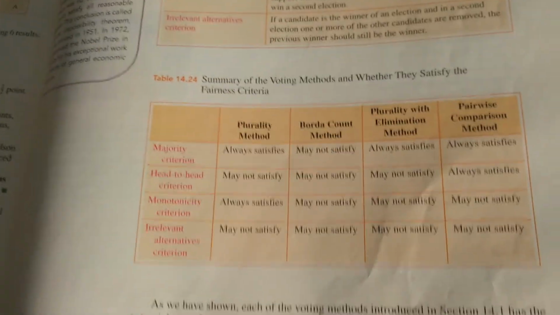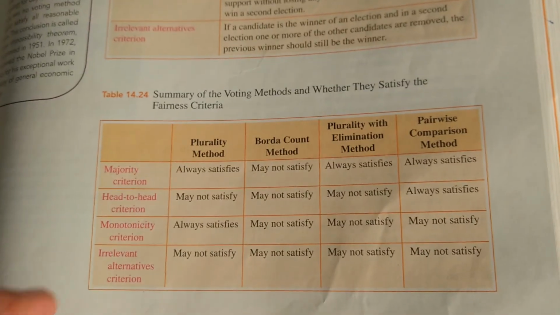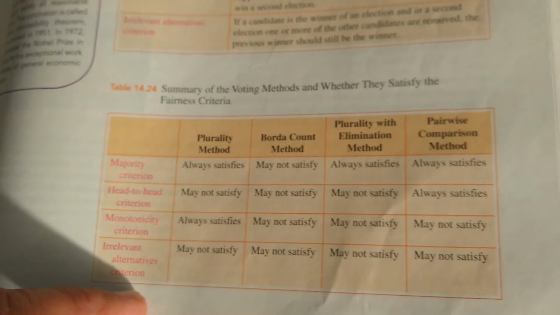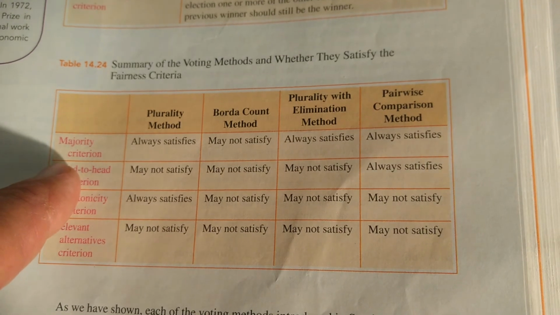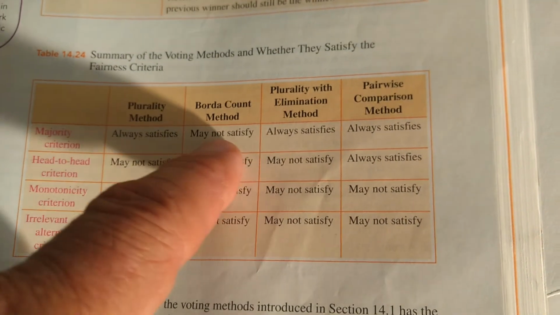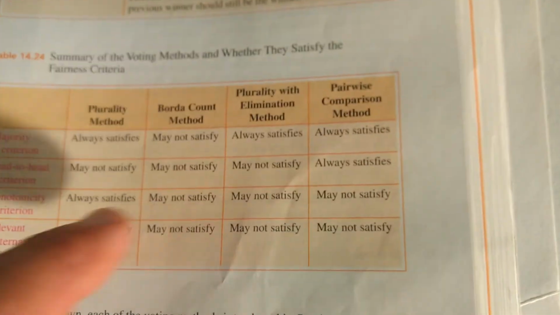Last thing is I want to refer you to page 879 of your textbook. This gives you the different voting methods on the top, and in the column at the left, it tells you the criterion. If I'm looking for the majority criterion, the plurality method always satisfies that. But this may not satisfy it. This always satisfies it. This always satisfies it.